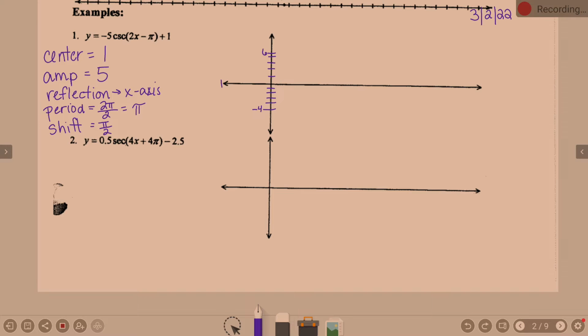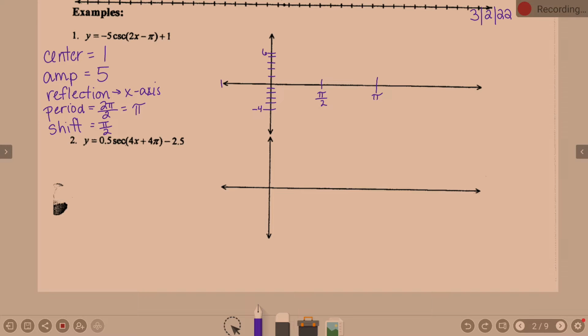Okay, I have a period of pi. So I have to graph at least over to pi. What's the midway point of pi? Pi over 2. Now, as I pause right here to think about that, keep in mind we also are going to have to consider a phase shift going right pi over 2.